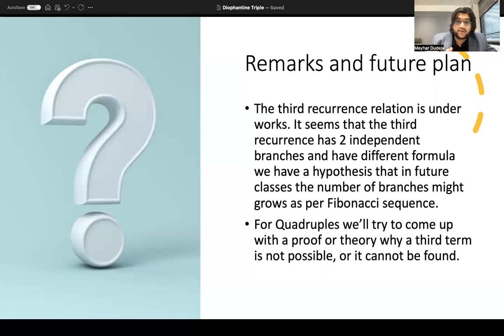And of course, we'll try to work with quadruples to see if there exists any formula or something that we can use to predict the third term. If not, we'll try to come up with a proof that the third term cannot exist.